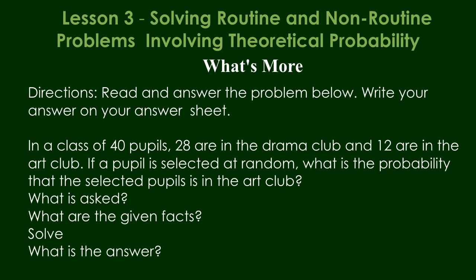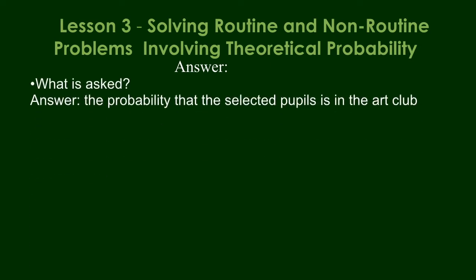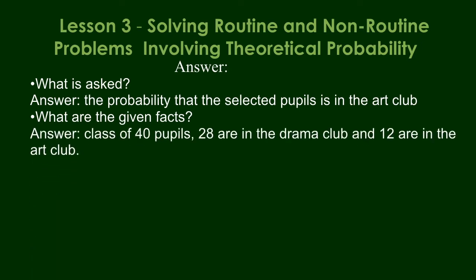Let's answer the problem together. A. What is asked? The answer is the probability that the selected pupil is in the art club. Next, B. What are the given facts? The answer is the class of 40 where 28 are in the drama club and 12 are in the art club. The next is we have to solve.